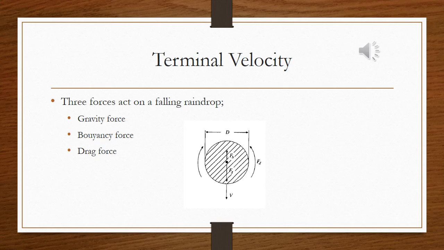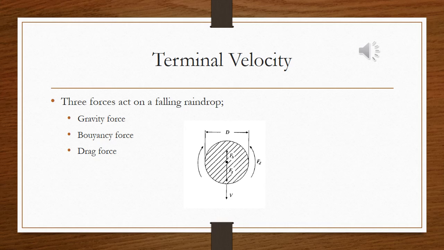Three forces act on a falling raindrop: the gravity force, buoyancy force, and drag force. As you can see here, the gravity force is pulling down, the drag force is pulling up, and the buoyancy force, as the drop moves downward, is also going to be upward.